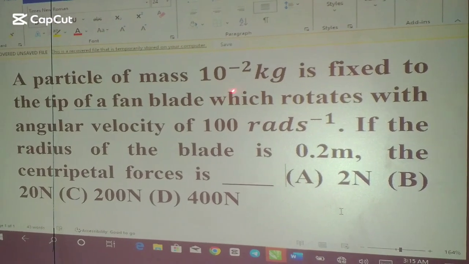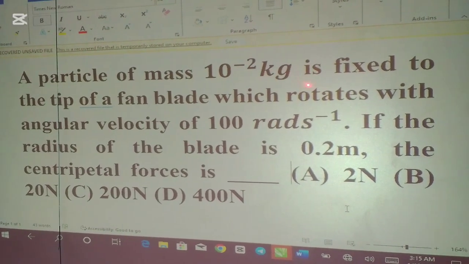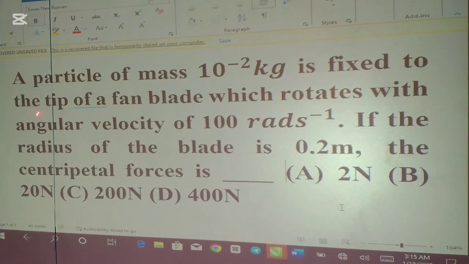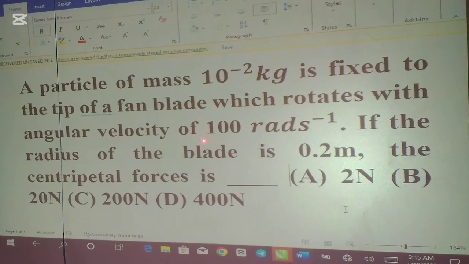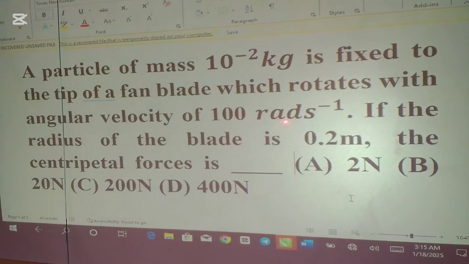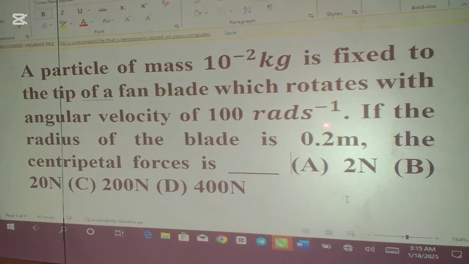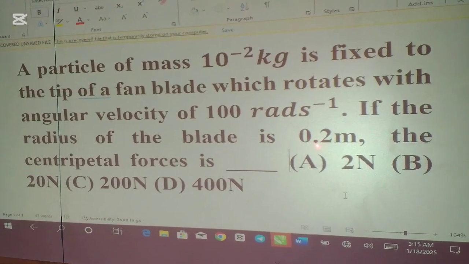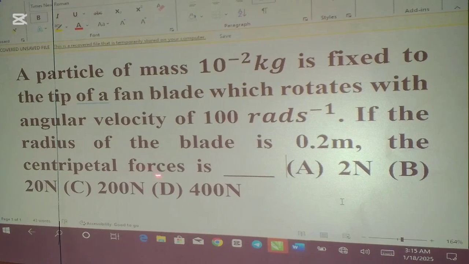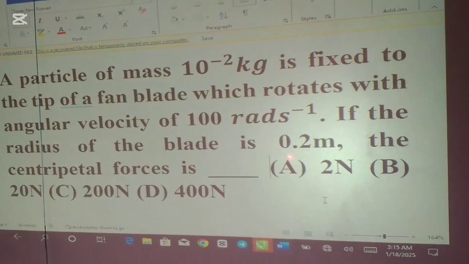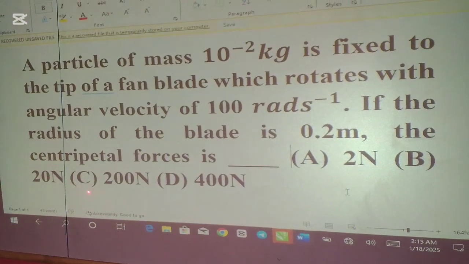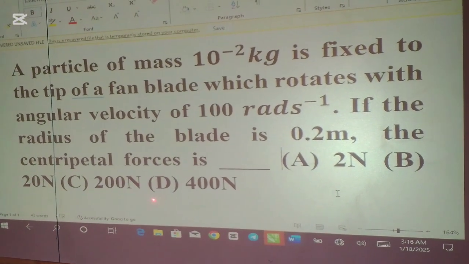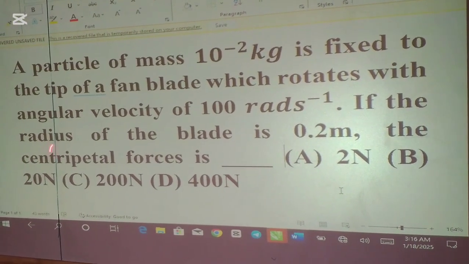A particle of mass 10 raised to power minus 2 kg is fixed to the tip of a fan blade which rotates with angular velocity of 100 radians per second. If the radius of the blade is 0.2 meters, the centripetal force is A, 2 Newton, B, 20 Newton, C, 200 Newton, D, 400 Newton.